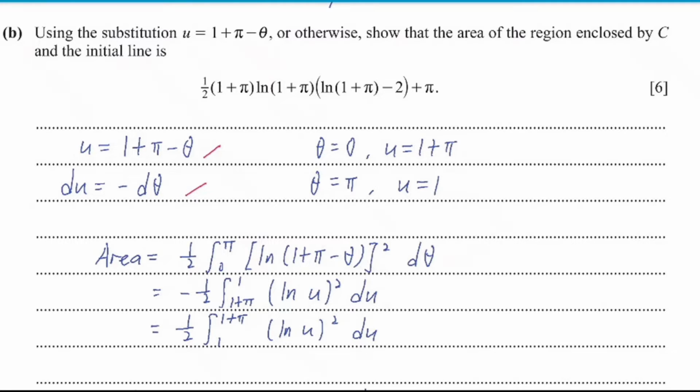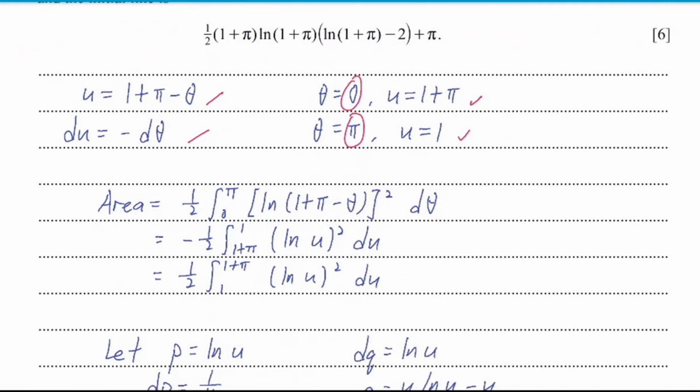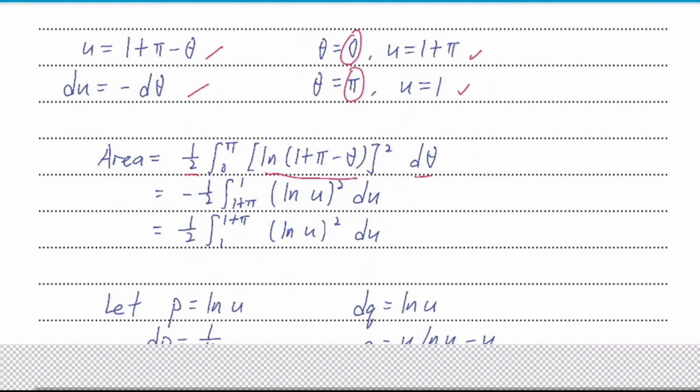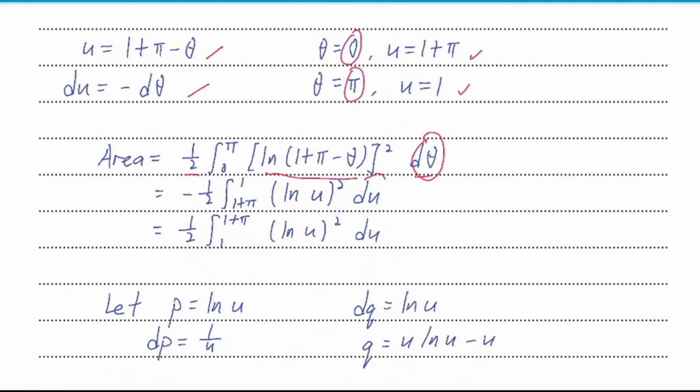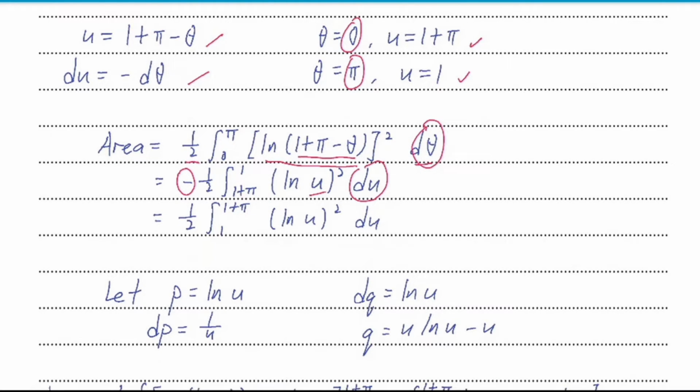After that, we need to integrate from 0 to π for θ here, so we need to change the limits. We get u is 1 + π, and also u is 1 here. When we look at the area, which is half r squared dθ, dθ is negative du, and this whole thing inside here is u. So basically, we integrate (ln u) squared.